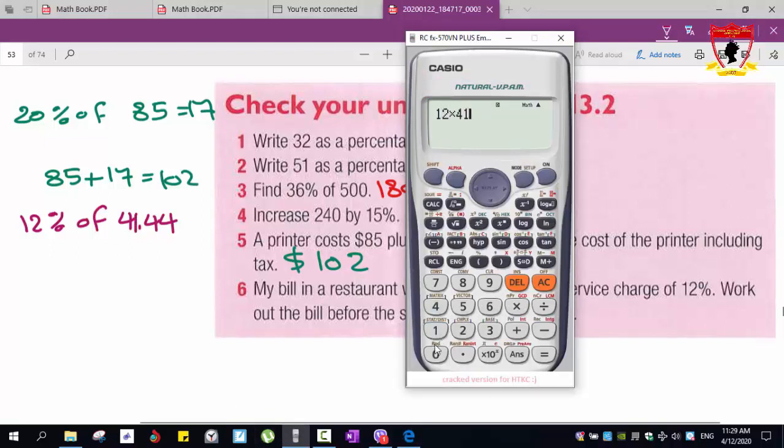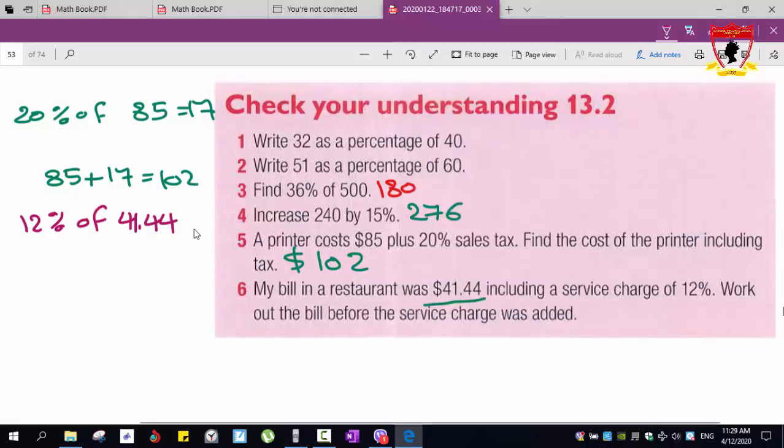12 times 41.44 is equal to this, and this result divided by 100. So the percentage is 4.98. Let's say 4.97. It's nearly $5. So in this $41.44, $5 is the service charge.